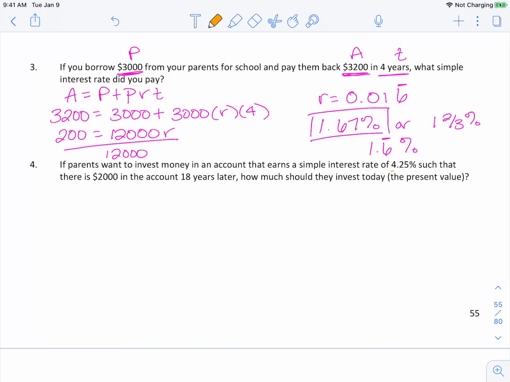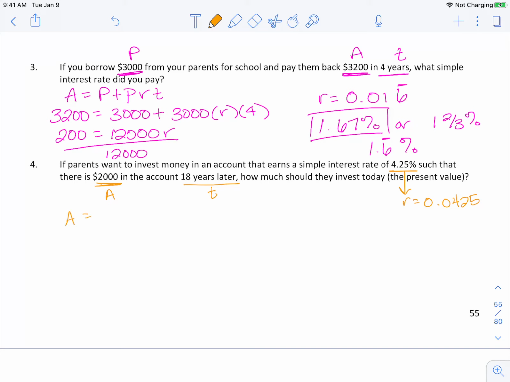Okay, so we have a simple interest rate of 4.25%, so that means our R is 0.0425. We want $2,000 in the account, so that is A, our future value. 18 years later is our time. So we're looking for how much they should invest today. In other words, we're looking for P.